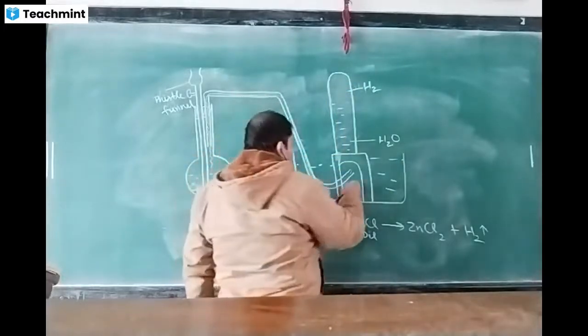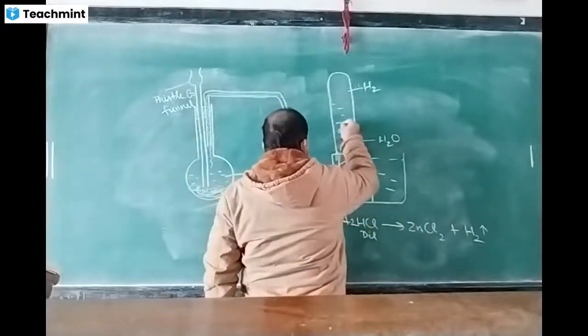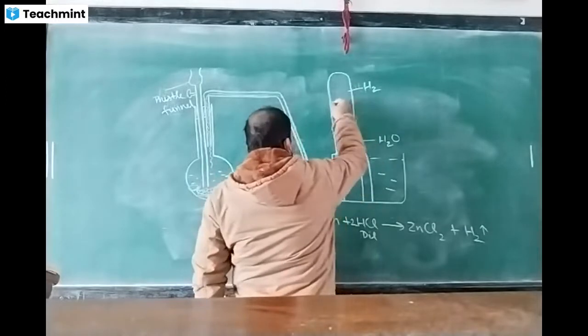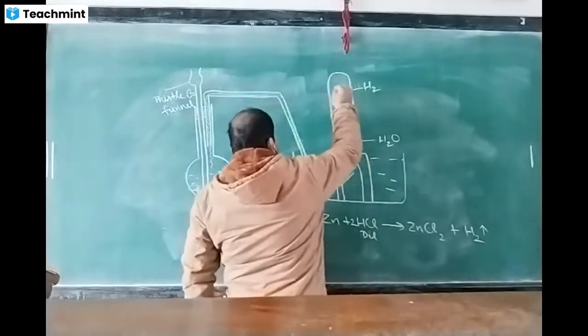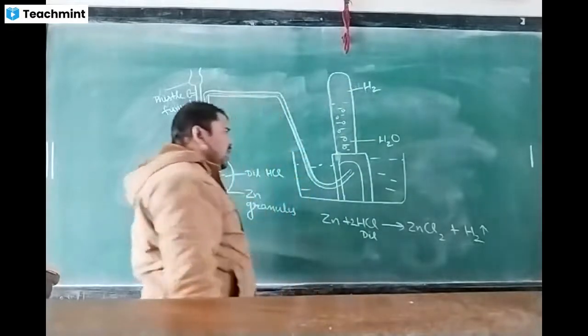So hydrogen gas passes through the water by the downward displacement of water. Here bubbles of hydrogen develop, because this is a gas. And at the empty place there is no water, so in this empty place the hydrogen gas is collected.